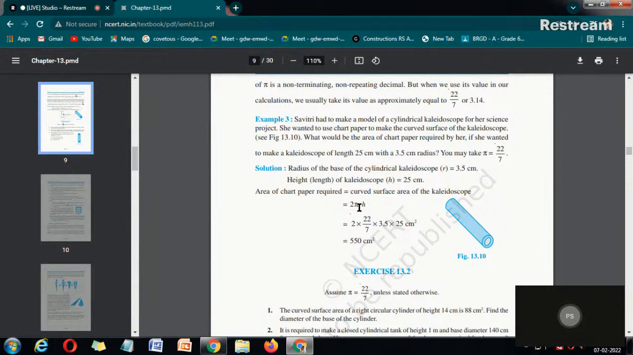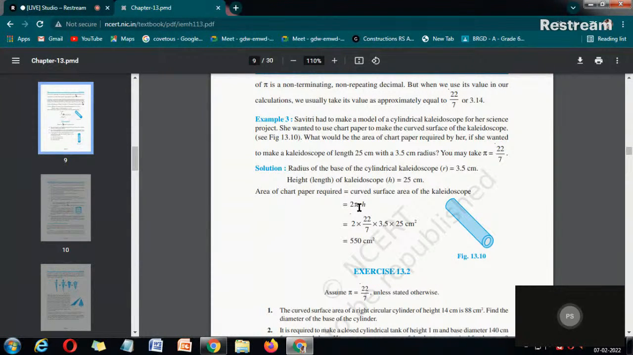Going with the second question. It is required to make a closed cylindrical tank of height 1 meter. Height is 1 meter. Base diameter is 140 centimeter. So radius equals 70 centimeter. Then how many square meters of sheet are required?